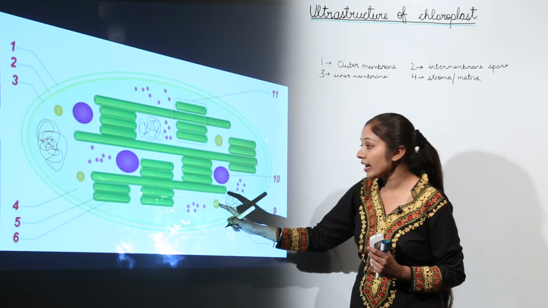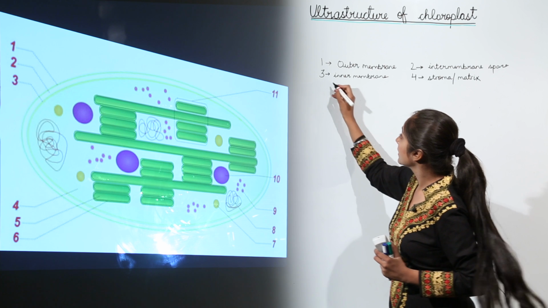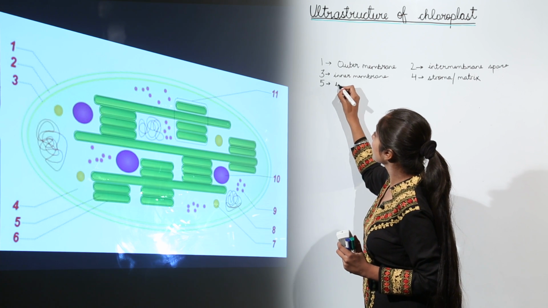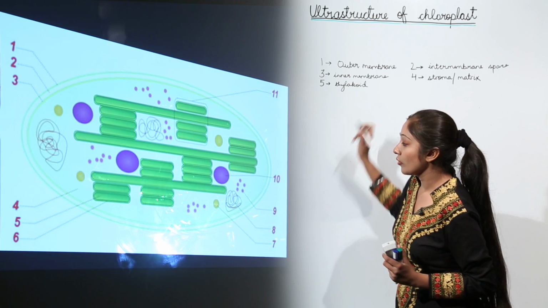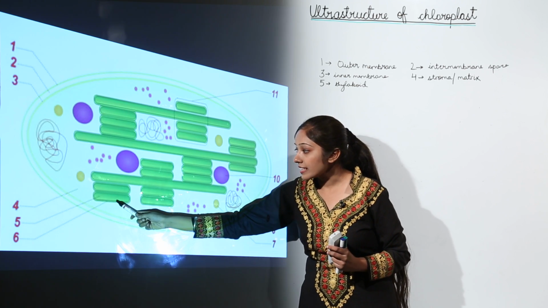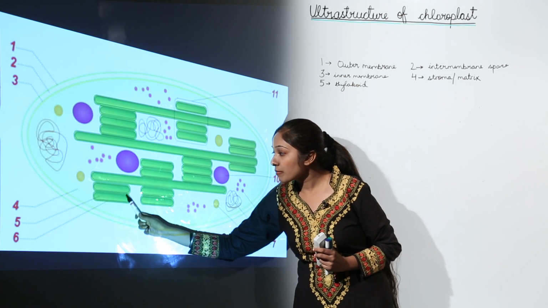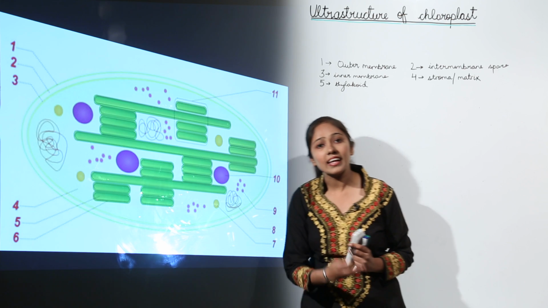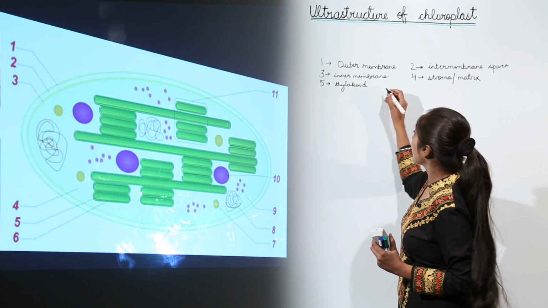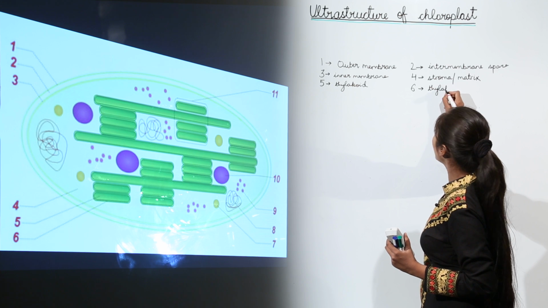Moving on to number 5. Number 5 is actually one thylakoid. It is a thylakoid, a single thylakoid. Okay. Moving on to number 6. You can see this number 6 is being marked as this area, and this region is what? This is the thylakoid membrane. Okay. Number 6 is what? It is thylakoid membrane.